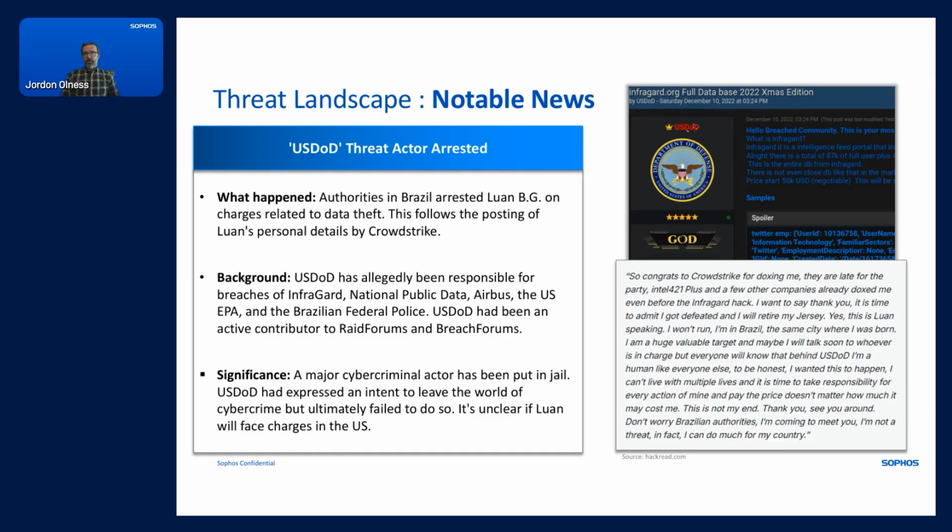This is after this person's personal information was leaked online, actually by CrowdStrike, which is a bit of an odd move. Bit of background, this individual had been responsible for hacking, stealing database information from a number of large, very powerful organizations. The most notable one was InfraGard. This is a platform for law enforcement agencies in the United States, and this person ended up releasing information on about 80,000 U.S. police officers, which is sure to get some attention.